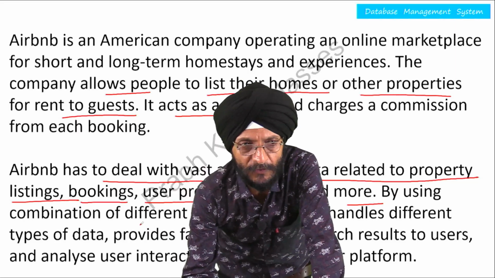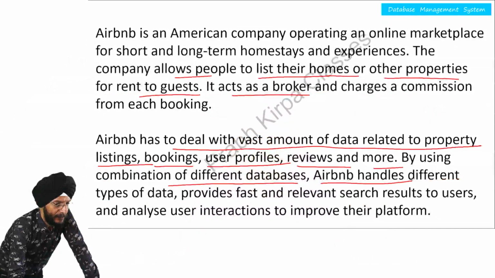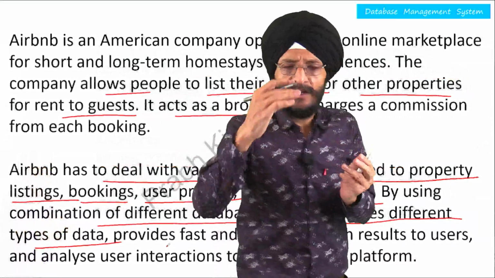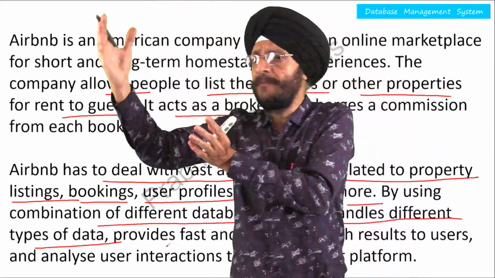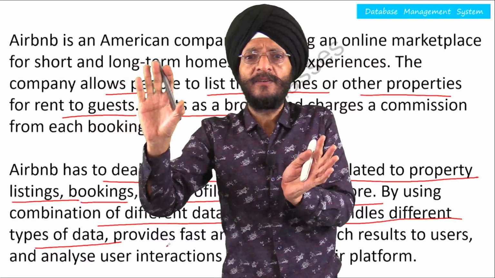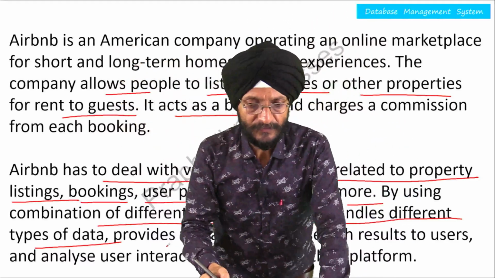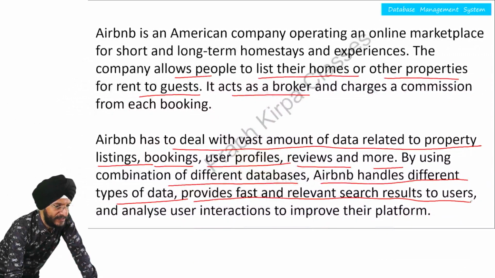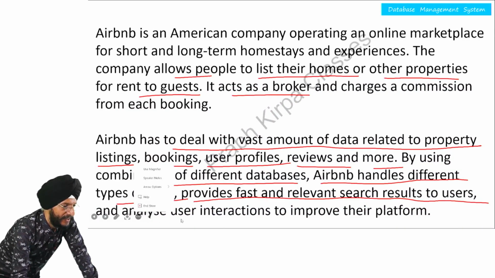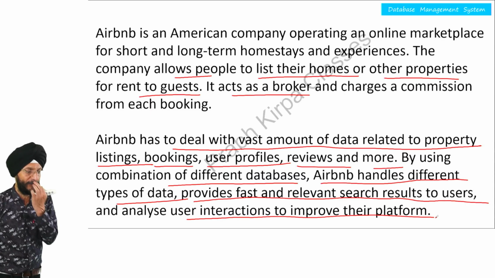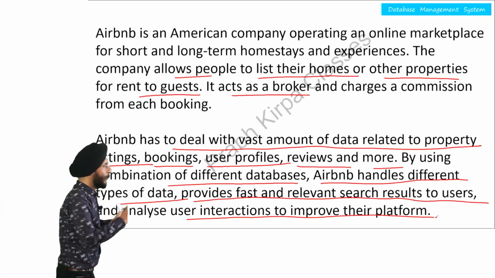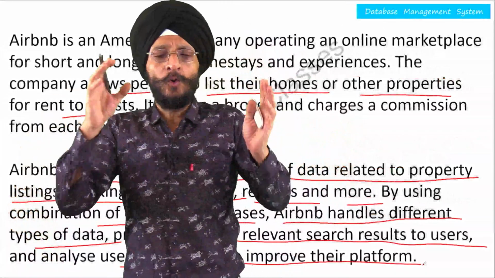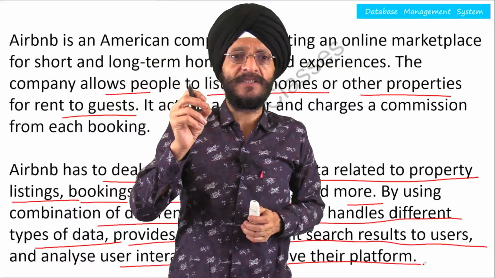By using a combination of different databases, Airbnb handles different types of data, because the organization may also have to upload the pictures of different sites or different properties. Airbnb provides fast and relevant search results to the users and analyzes user interactions to improve their platform. Because Airbnb uses different types of databases, it is in a position to provide better customer service to the customers.